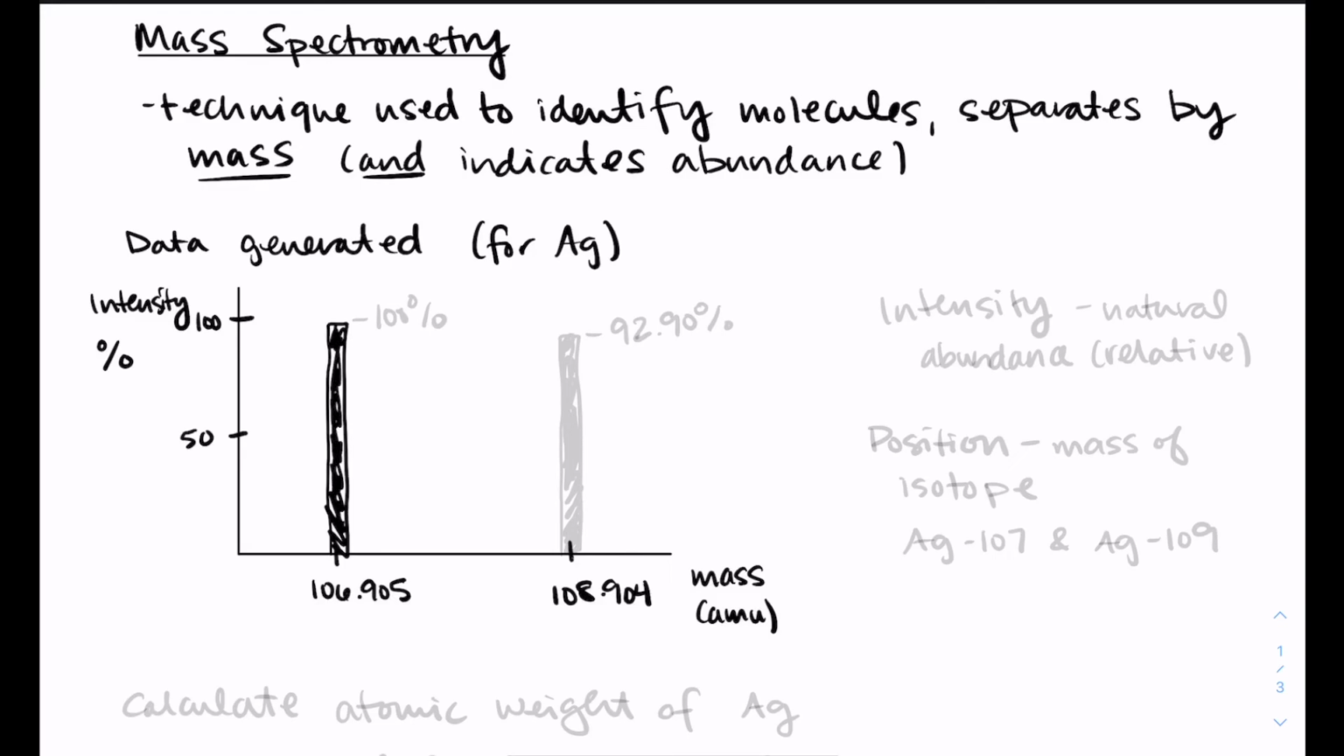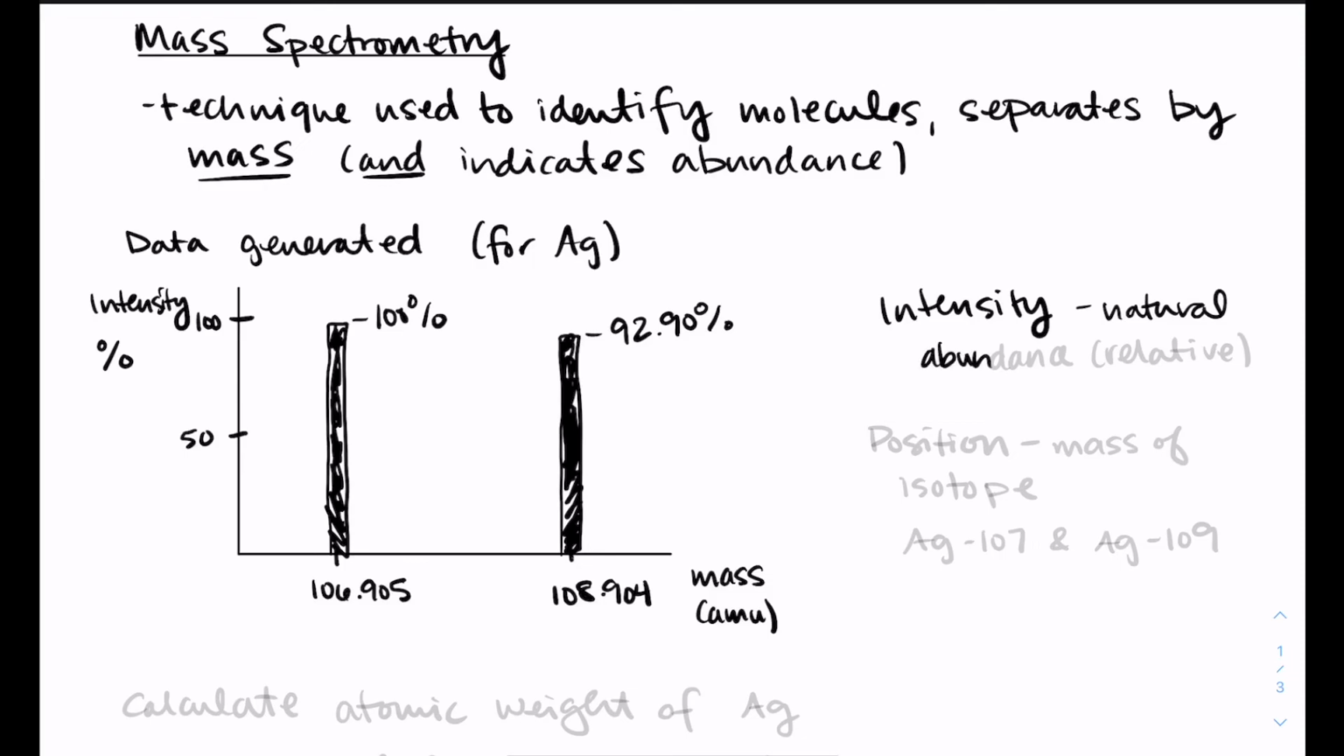So on the x-axis, I have mass. Here it's in atomic mass units. So I have an isotope that's at 106.9 and an isotope that's at 108.9. So this is silver 107 and silver 109.